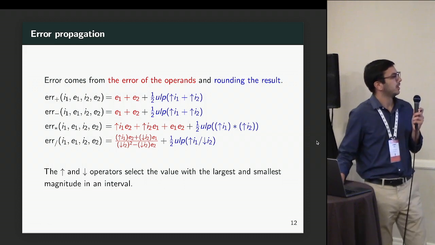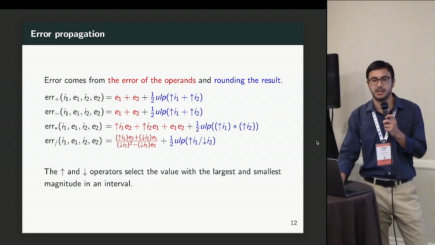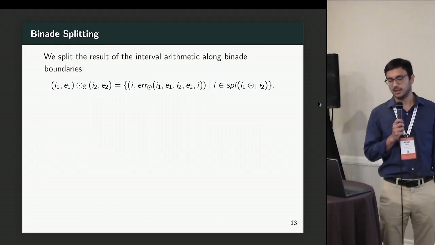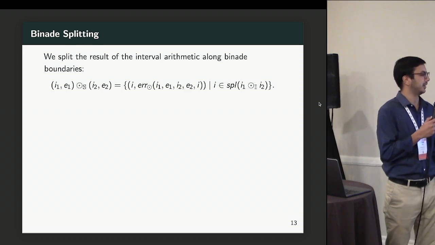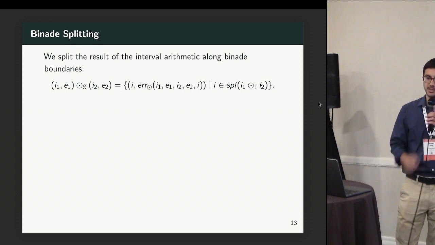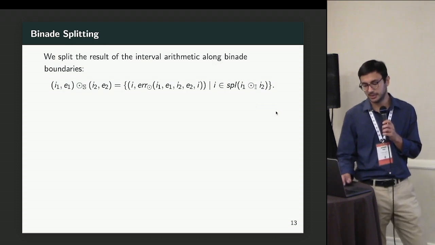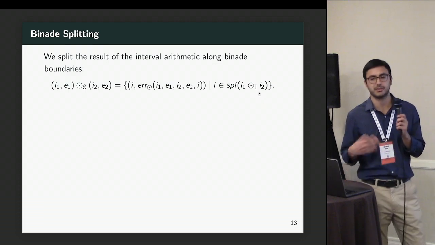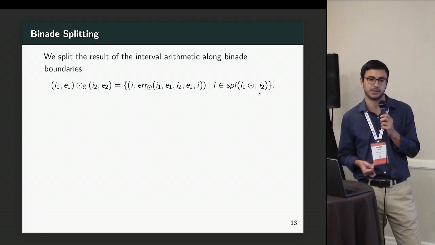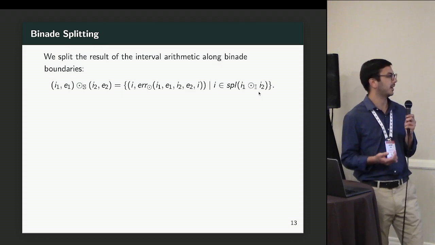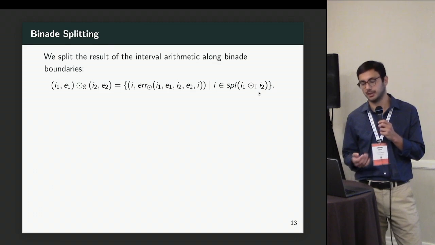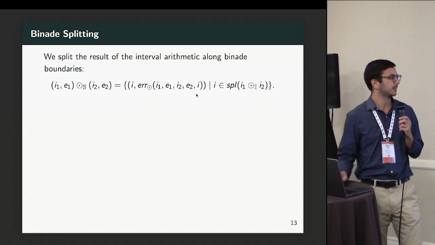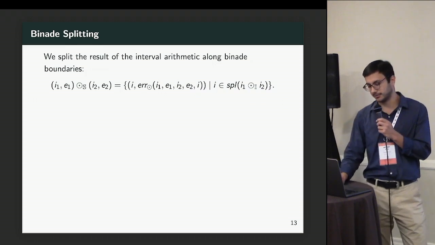This is really great, but the problem is we haven't actually split on the binades yet. So in order to handle this binade splitting, we have to modify our segment arithmetic slightly. The first thing that we do is we calculate the interval arithmetic to get the output interval of our result. And then we want to create a set of segments so that we can provide multiple error bounds. We will then calculate the error bound for each of these split intervals using a modified error function.